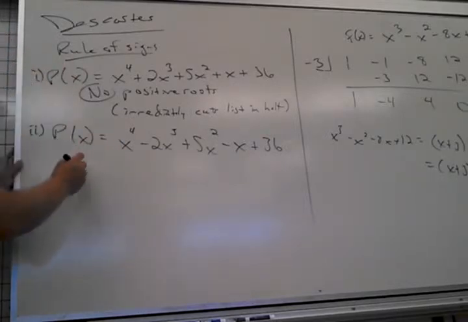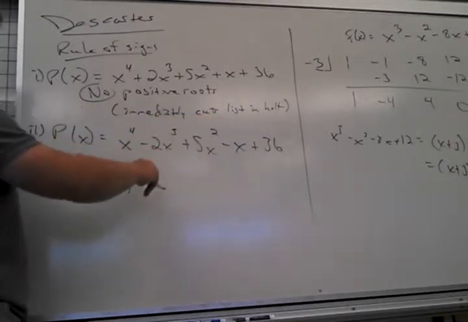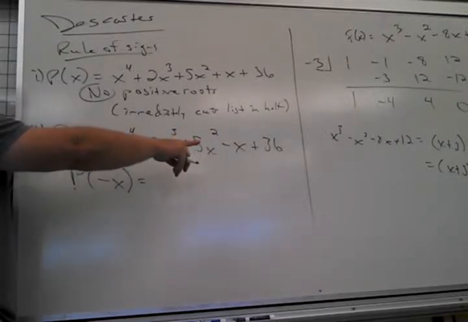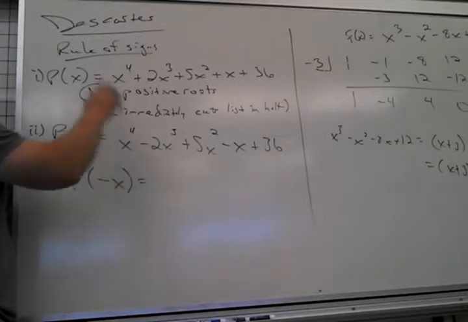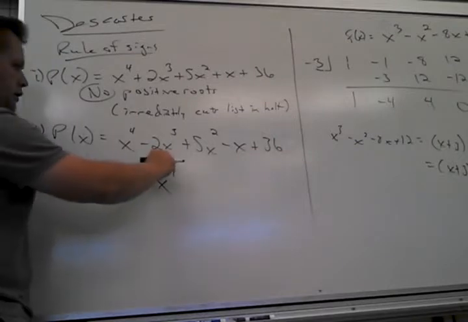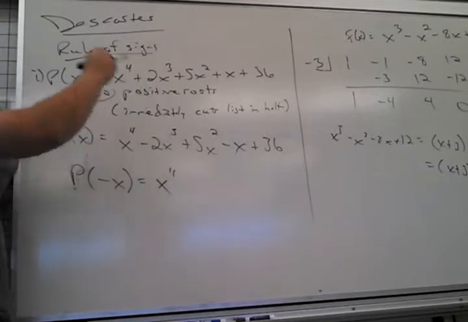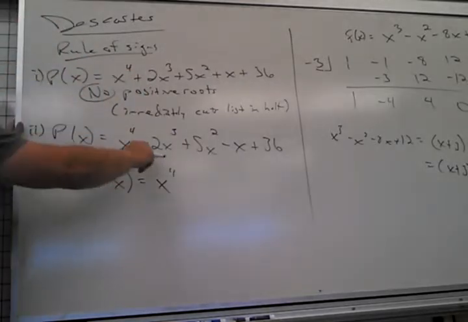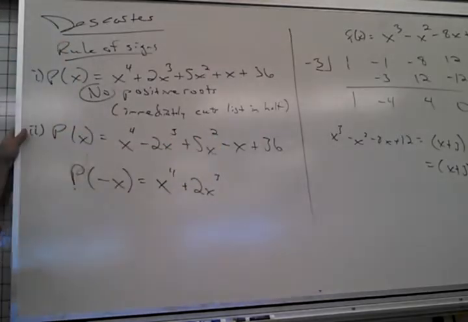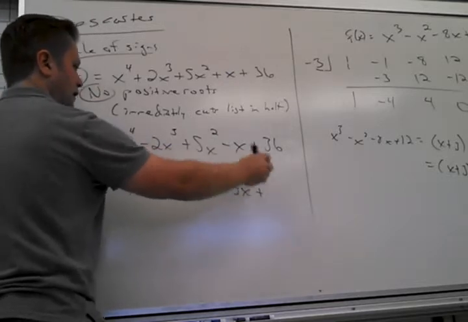But let's watch what happens here. If I put a negative X in, what happens here? Which signs would switch? What's the negative x to the fourth power? X to the fourth. Because the fourth power kills the negative, right? So the negatives would switch. So all the odd ones will switch signs. Negative x cubed is negative x cubed. So that would become a plus 2x cubed, right? But negative x squared is positive x squared. It kills the negative. Are you with me? Yeah. And of course, negative x is x.